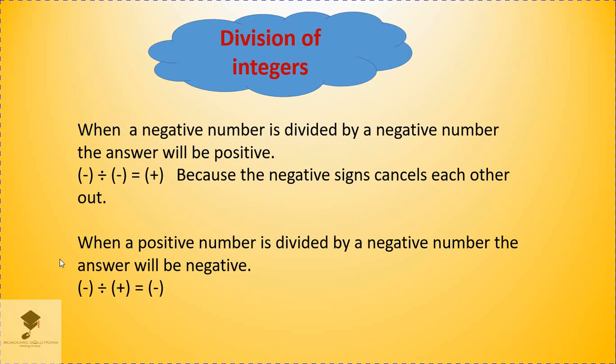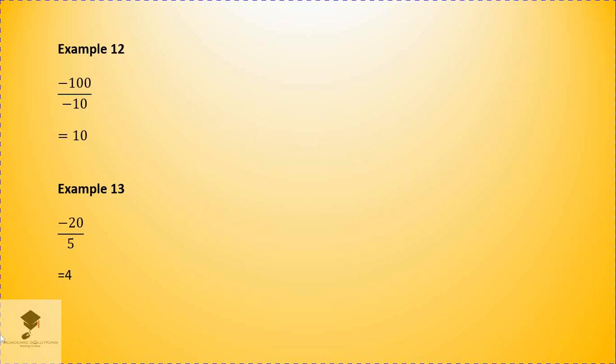Let's now look at division of integers. When a negative number is divided by a negative number, the answer will be positive, because the negative signs cancel each other out. When a positive number is divided by a negative number, the answer will be negative. Let's look at the next example, which is example 12. Negative 100 divided by negative 10 is going to give us a positive 10, because the negative sign cancels each other out.